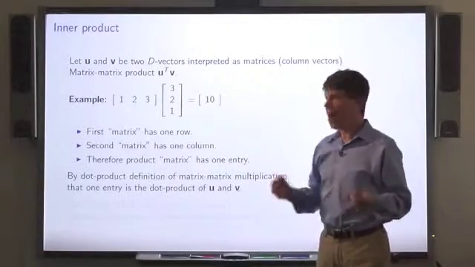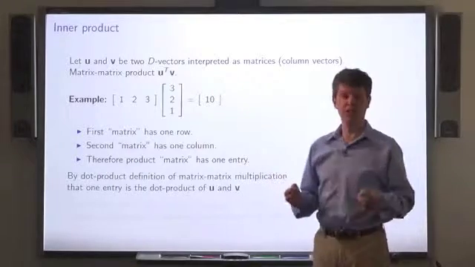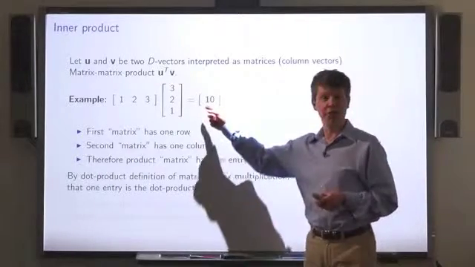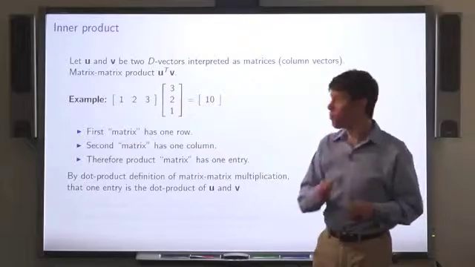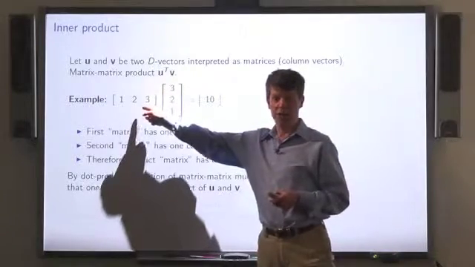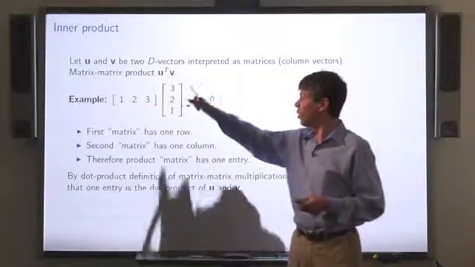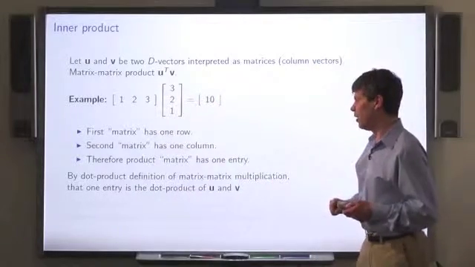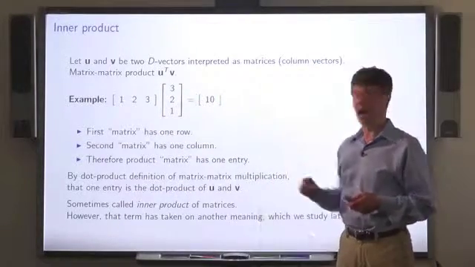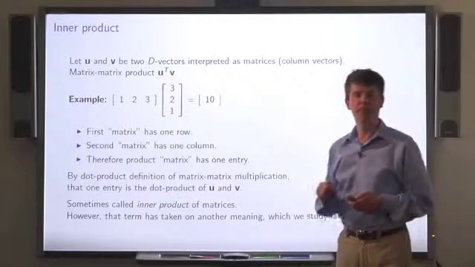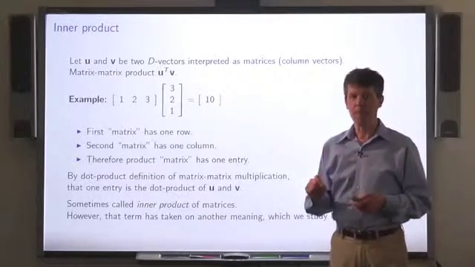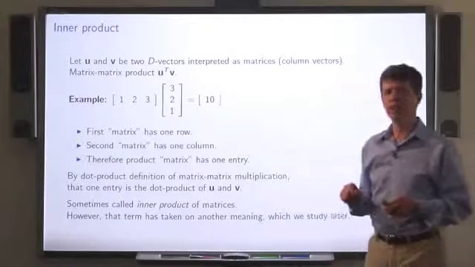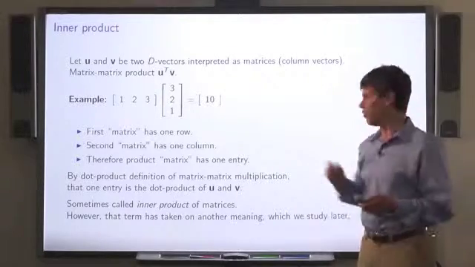Now, by the dot product definition of matrix-matrix multiplication, that one entry is the dot product of the single row of this first matrix with the single column of the second matrix. So we're really computing a dot product. This is sometimes called the inner product, but we're going to use the inner product in a more specialized way later on.